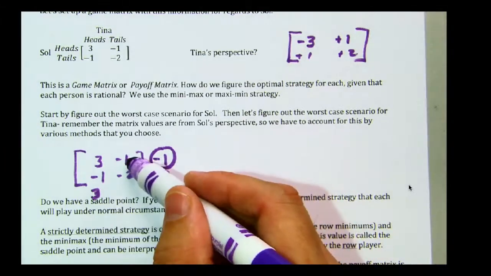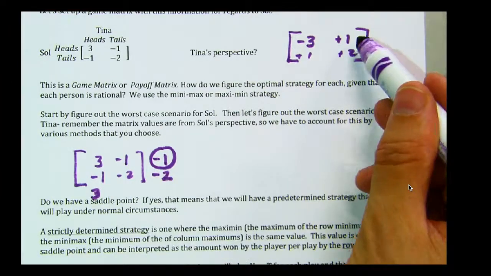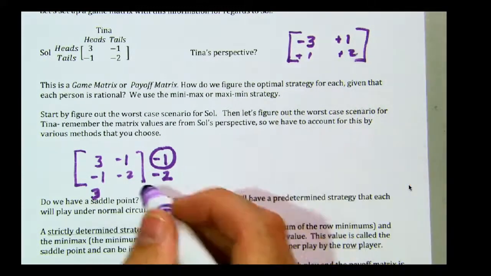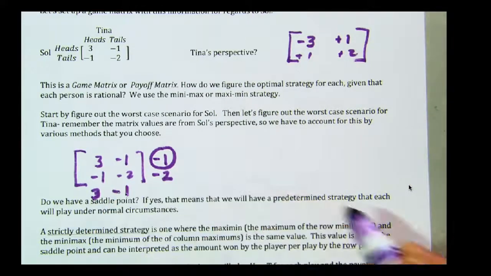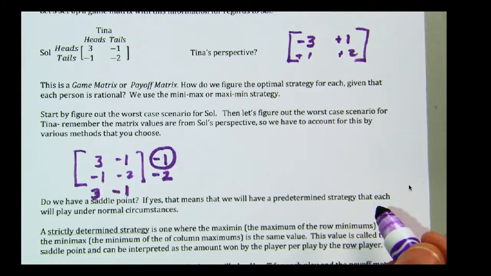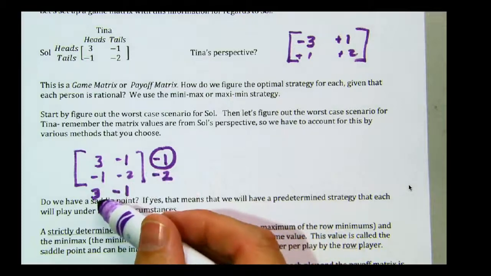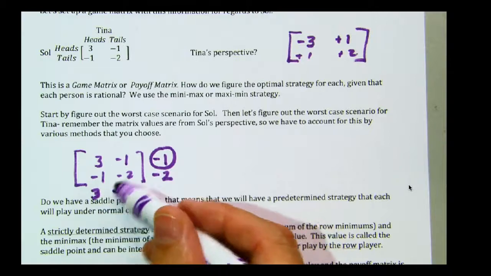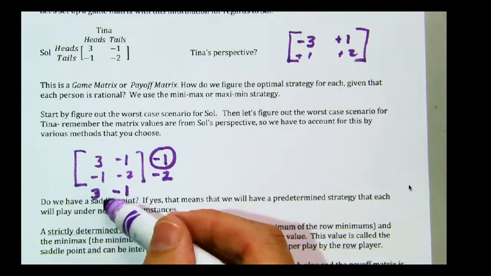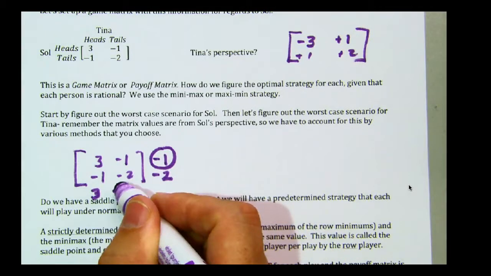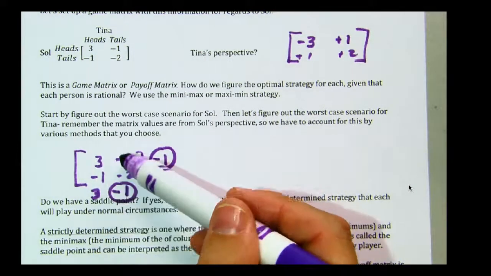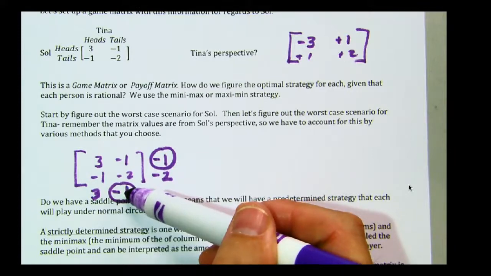Now, this would be gaining $1, and this would be gaining $2. What's the worst case scenario for her there? This would be a -1. Now, what is the minimum of these maximums? And that's what we're doing now. We take the maximum, and we're going to find the minimum of these. Or you could say that's the worst case scenario for Tina.